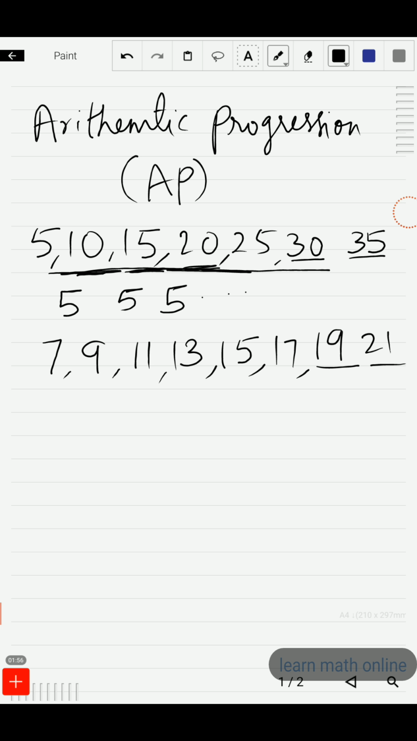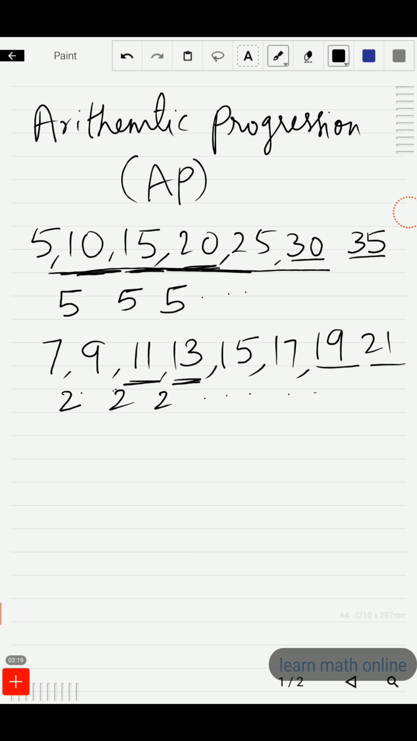We can tell that because we are getting 9 if we add 2 to 7, isn't it? And we are getting 11 if we add 2 to the preceding one, that is 9. How are we getting 13? If we add 2 to 11, isn't it? And so on. Alright, the pattern is continuing.